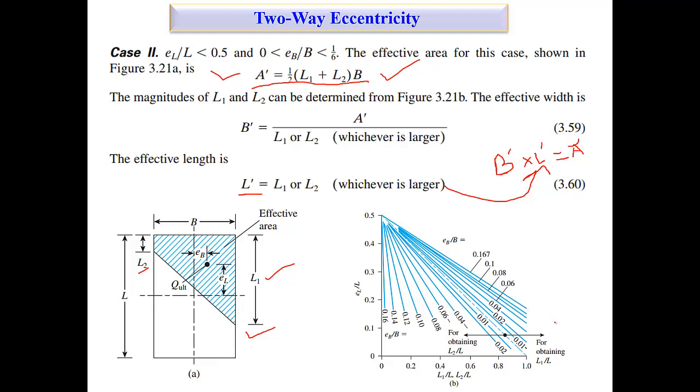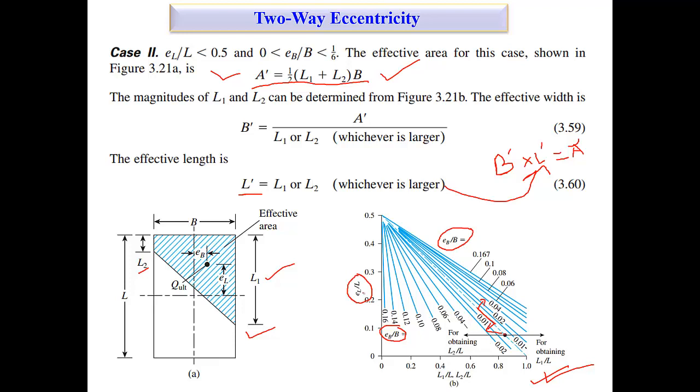So we can find out the B prime easily, right? Similar. But here you can see that this graph uses these equations: we calculate the EL by L first, EB by B also, right? And this is also EB by B. So this is the neutral point between the L2 by L ratio and L1 by L ratio. This line is the divider. This direction is L2 by L, and this direction is L1 by L.